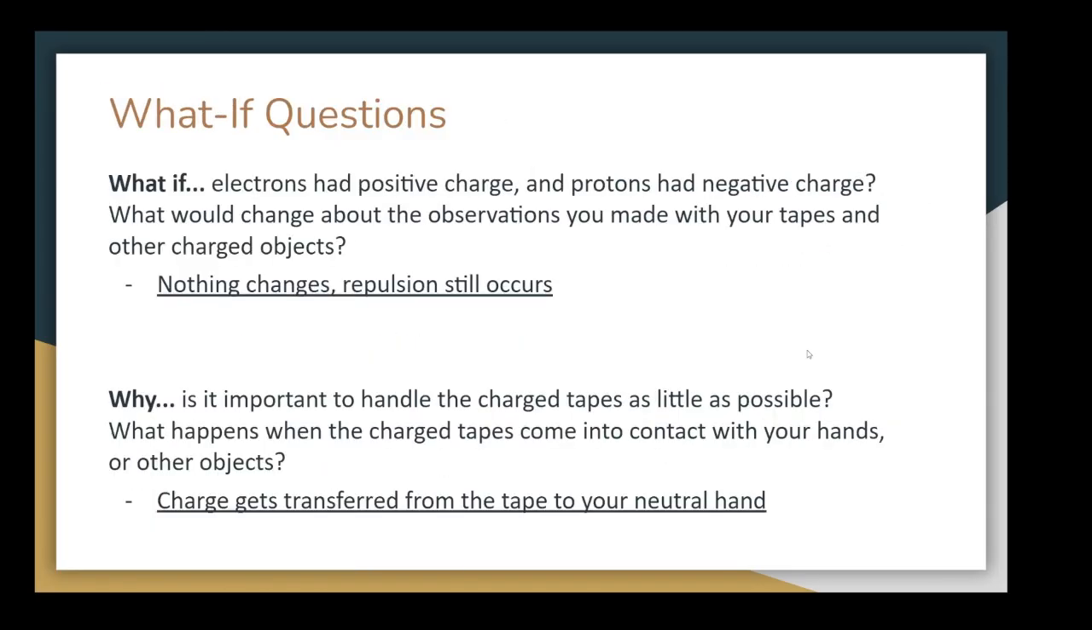Now, what if the electrons have positive charge? Who cares? There's still repulsion going on, and it doesn't really matter because even if they're both positive, they're still going to repel. Why is it important to handle the charged tapes as little as possible? Charge will get transferred from the tape to your neutral hand. The tape is charged, your hand is not, and so that's kind of an issue.